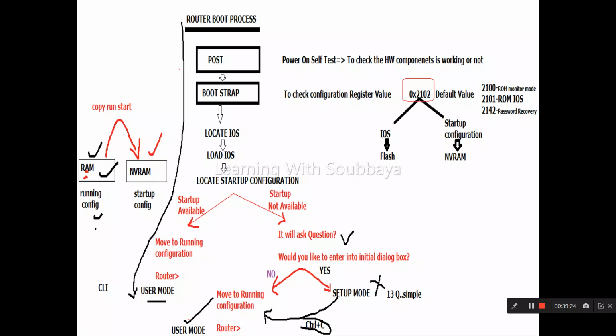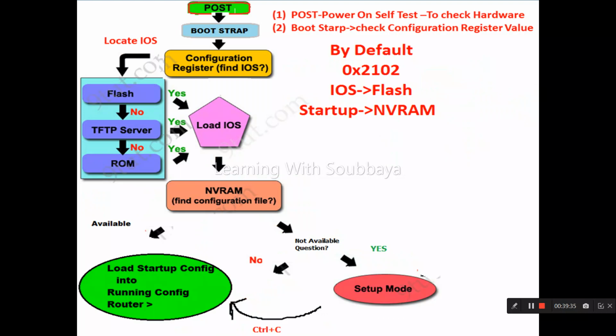So if you say yes, it will enter setup mode. If you say no, it will enter the running configuration. Suppose you enter into setup mode and you want to skip, you have to press Control C. Control C command.